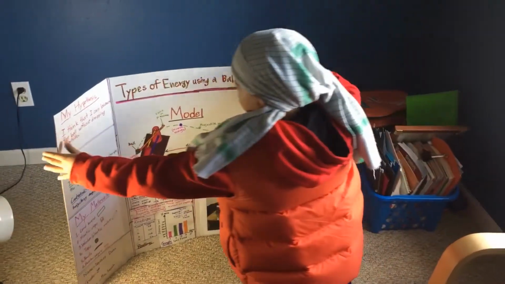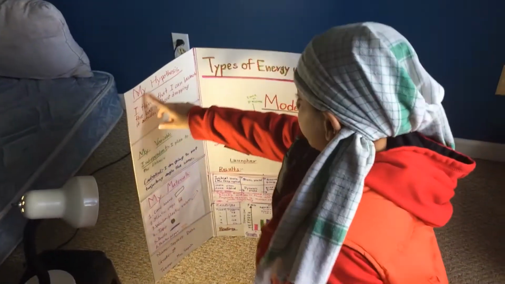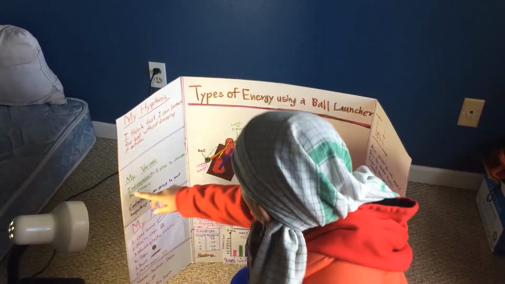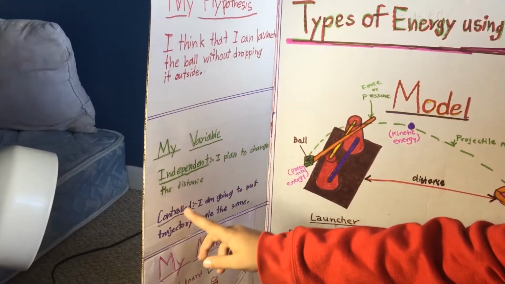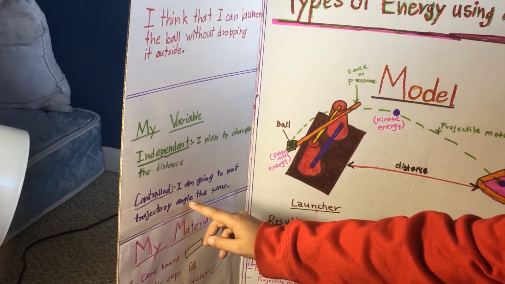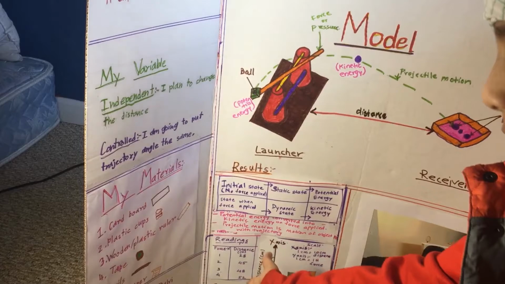So guys, this is my whole project here, as you can see. My hypothesis is I think I can launch the ball without dropping it outside. My independent variable is I plan to change the distance. I'm going to keep the trajectory angle the same. And my materials, we already have gone through that.